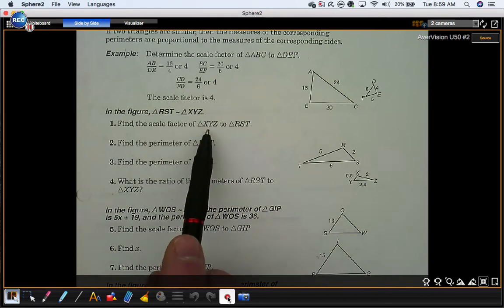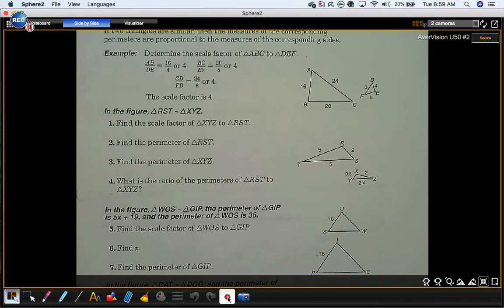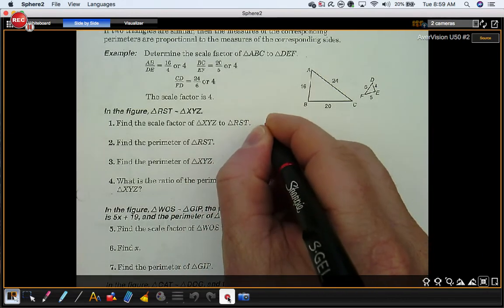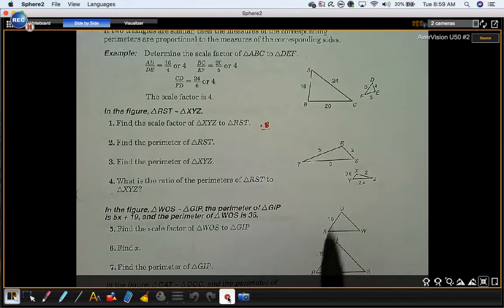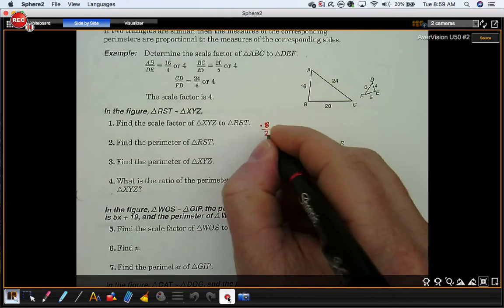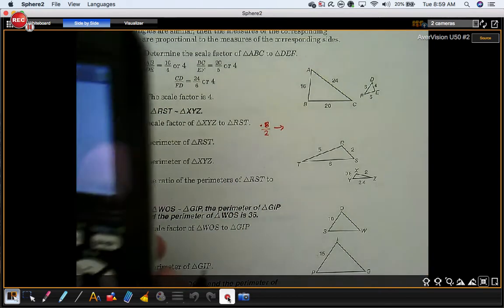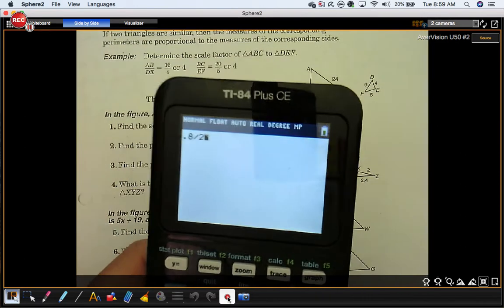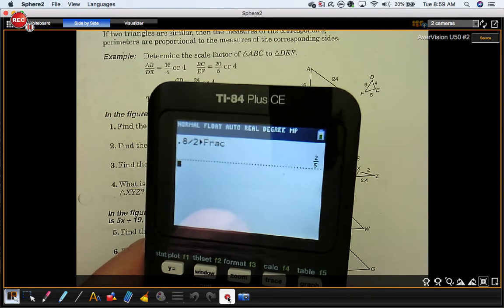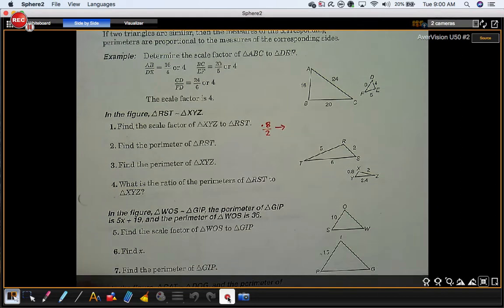So notice how they want the scale factor from this guy to this guy. So this guy's your small one. So we want a ratio small to large. Shortest side over here is 0.8. And the shortest side over here is 2. What is 0.8 compared with 2? Well, let's check. It's 2/5.